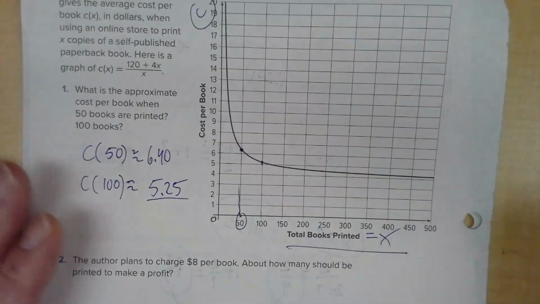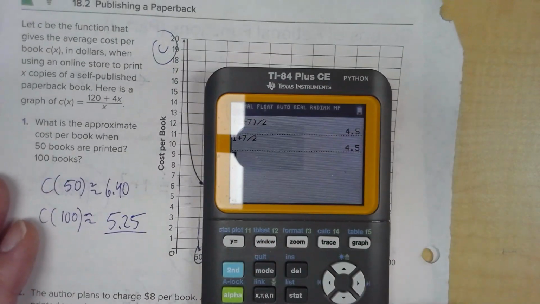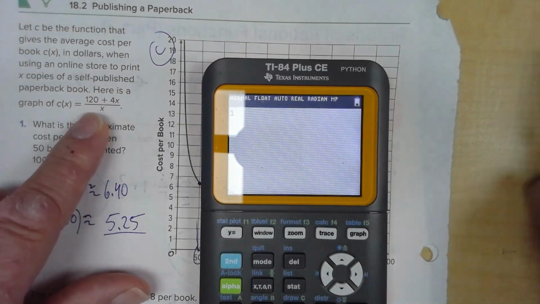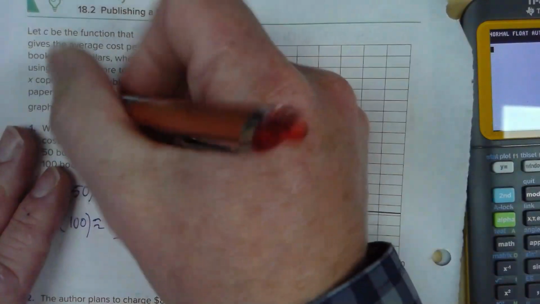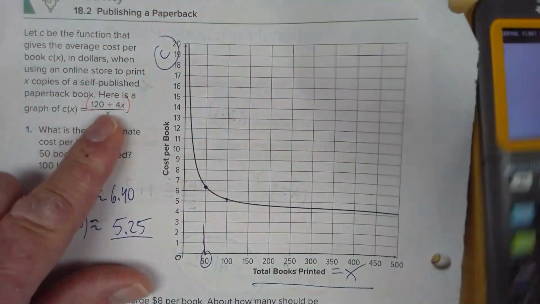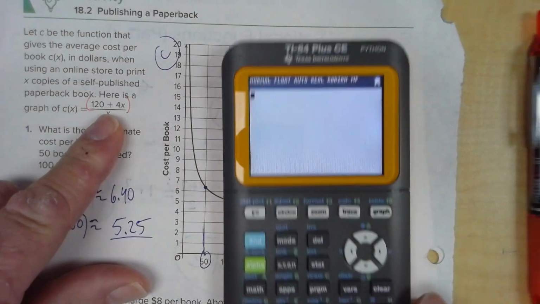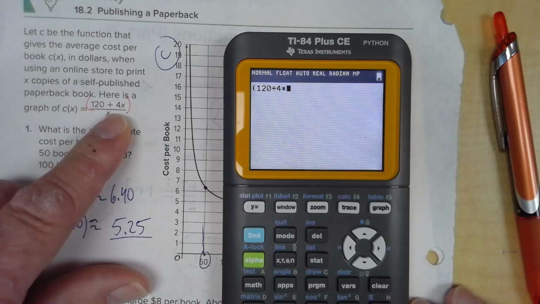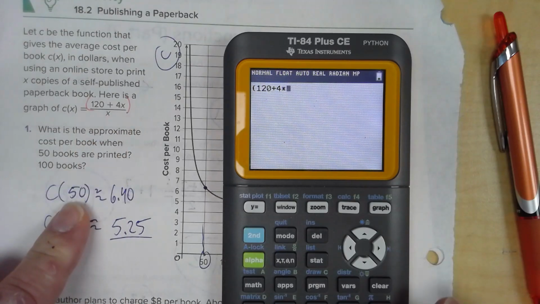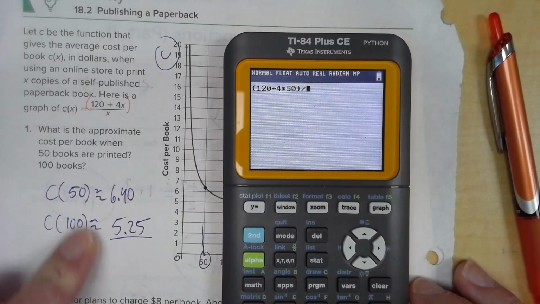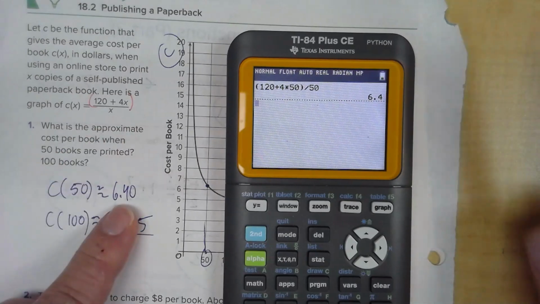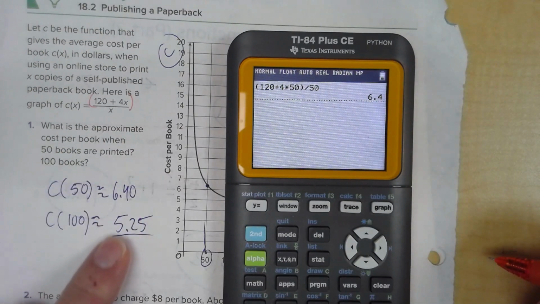525. Okay, if we want to know the exact answer, we can type it in. So let's type it in. We're going to make sure we use parentheses here. Again, there's invisible parentheses, so we've got to put the parentheses in the calculator to calculate this out. So we're going to go left parenthesis 120 plus 4 times 50, close the parentheses, divided by x, which is 50. Oh my gosh, I got it exactly right.